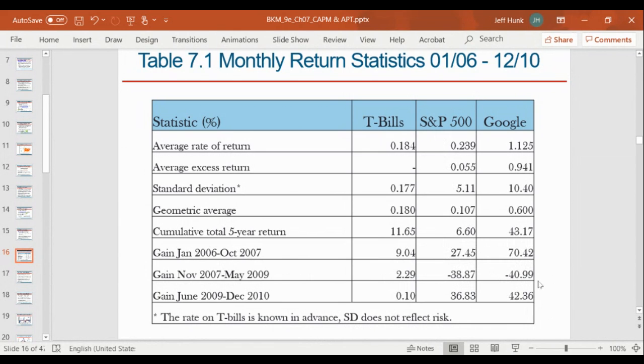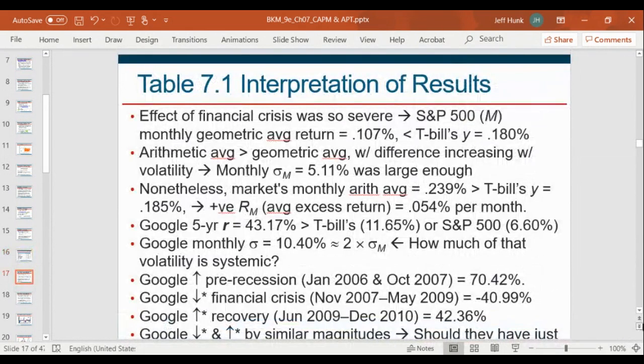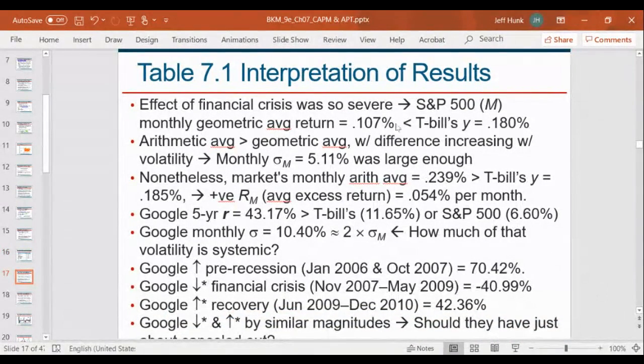And then it lost 40%, and in the ensuing two years it seems they regained what they lost during the two years of the recession, right? So this is the interpretation: the effect of the financial crisis was so severe, right?